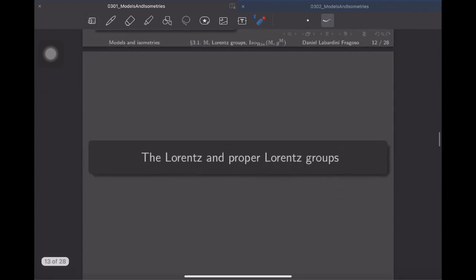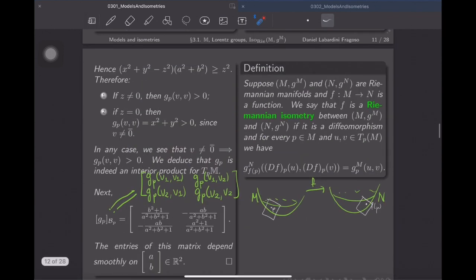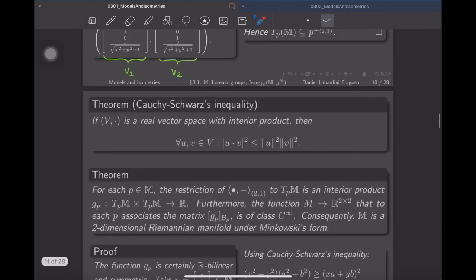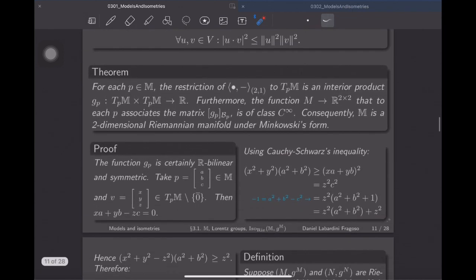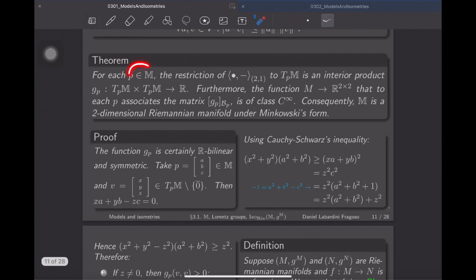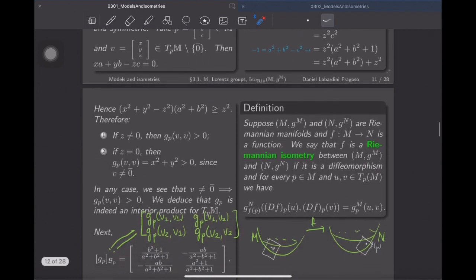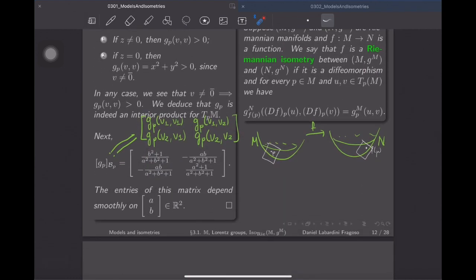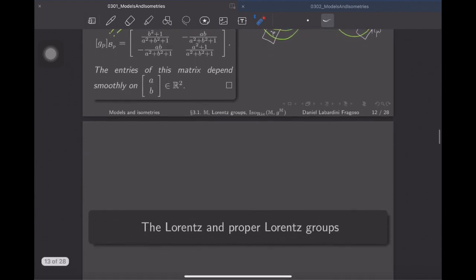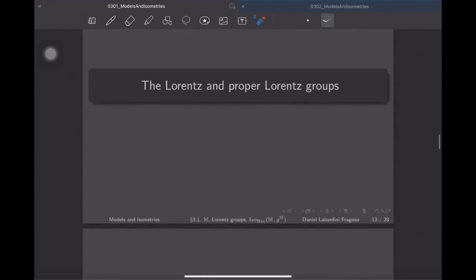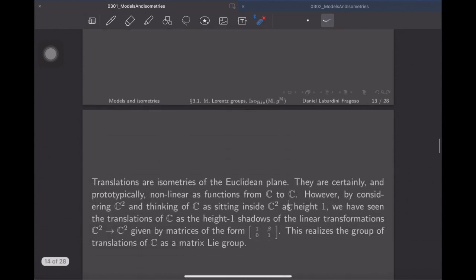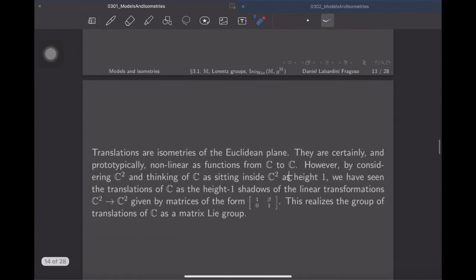Okay, and the point is that we are interested in studying the Riemannian isometries of the hyperboloid because now we have a Riemannian structure on the hyperboloid. For each point of the hyperboloid we have an inner product on the corresponding tangent plane, and this inner product moves smoothly as we move the point in the hyperboloid. And so we want to study the self-isometries, the Riemannian isometries of this space.